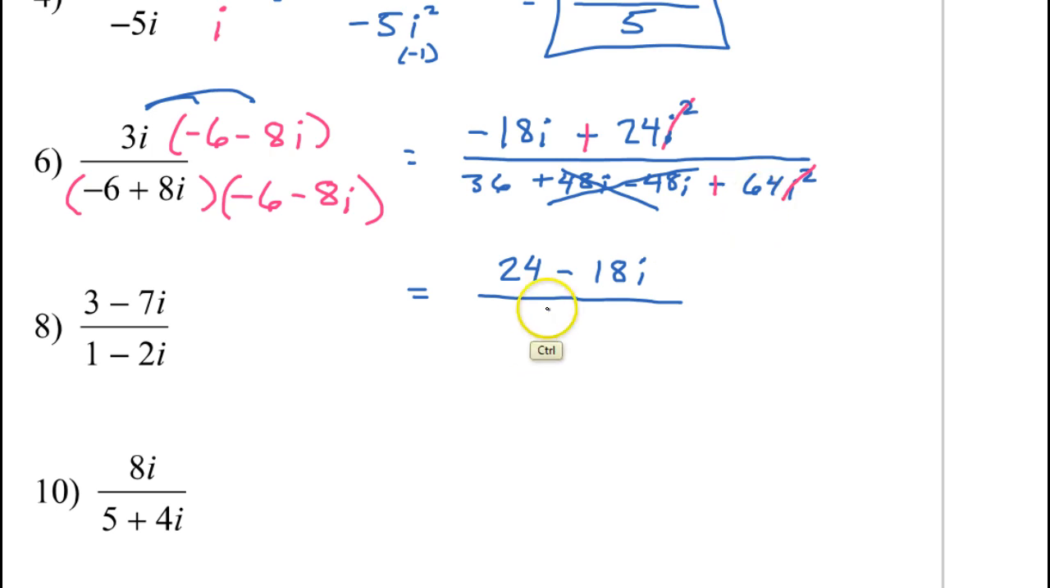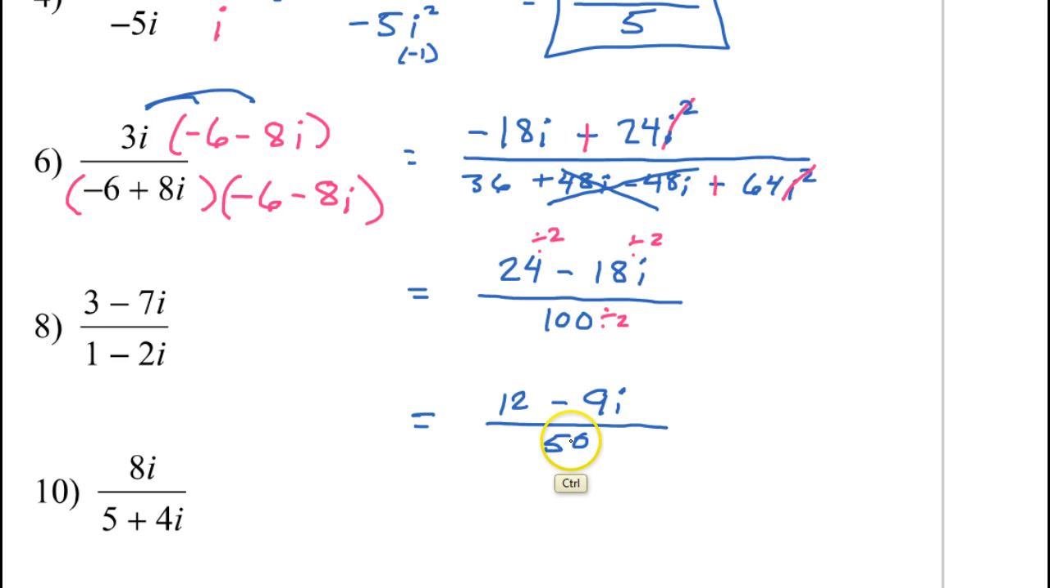That's 100. Now I need to divide all three of these numbers by something. I know they're all divisible by 2, so there might be something bigger that I can do, but I don't see it yet. So I'm going to start by just dividing everything by 2. If there's more I can do, I'll do that later. So far that's going to give me 12 minus 9i over 50. I don't think there's anything else that will divide into all three of these. So this is my final answer for number 6: 12 minus 9i over 50.